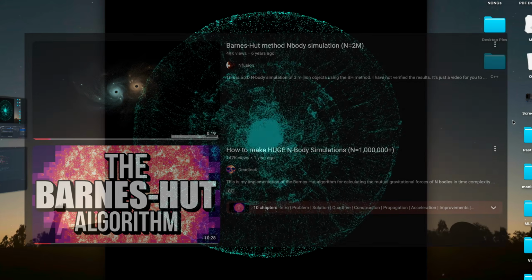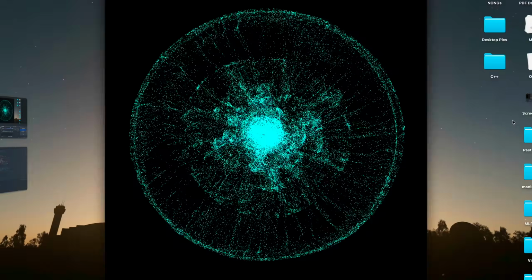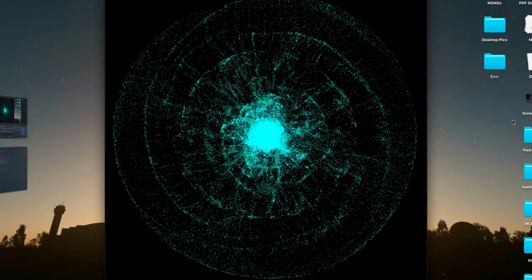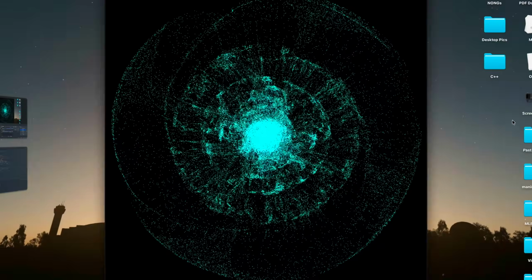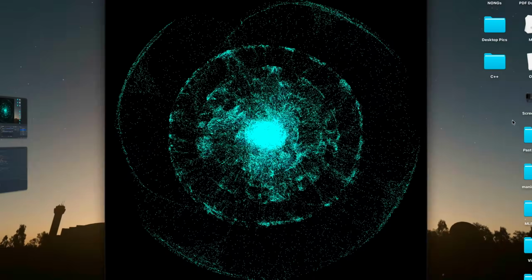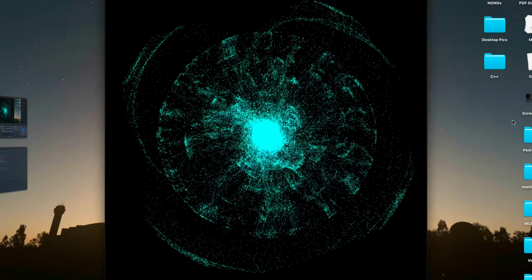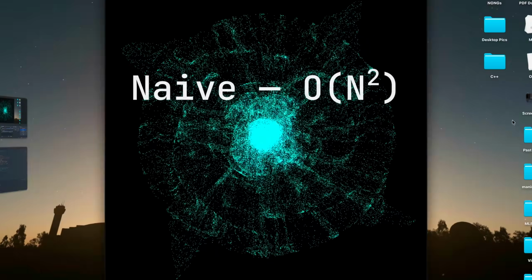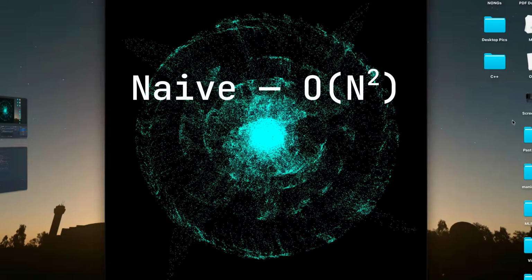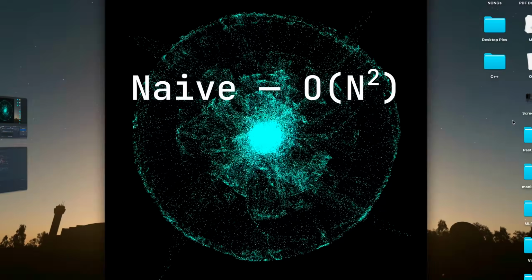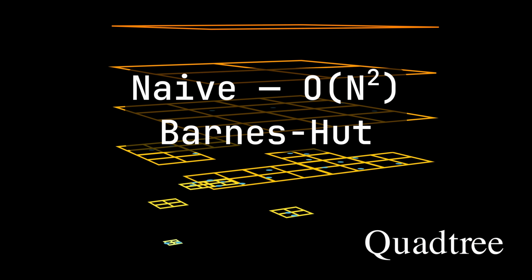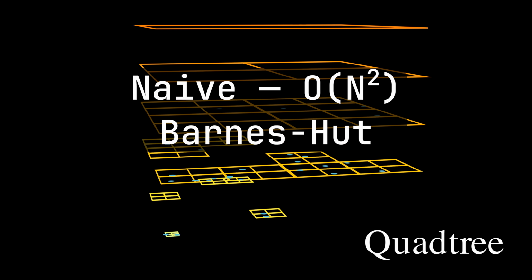videos are pretty popular. However, all these explainers implement one of two algorithms. The first is the naive method, which uses sheer brute force to calculate all pairwise forces, which becomes impractically slow as soon as we try a respectable number of particles. With n particles, the complexity is O of n squared, meaning the number of operations grows approximately with n times n. The second is the more sophisticated Barnes-Hut algorithm, which divides the particles into this structure called a quadtree.